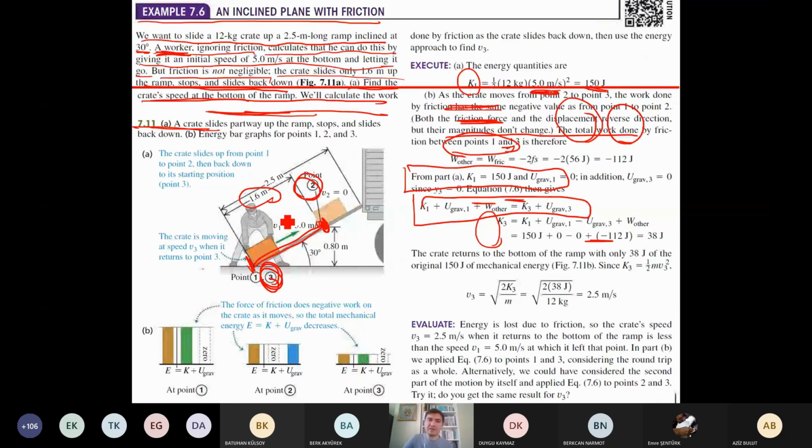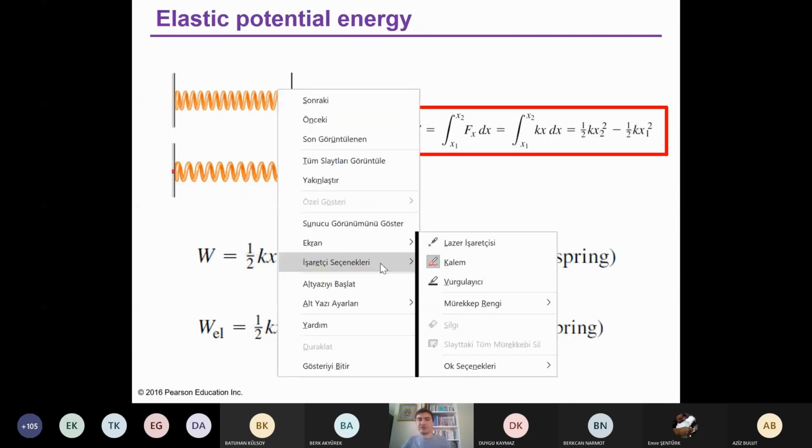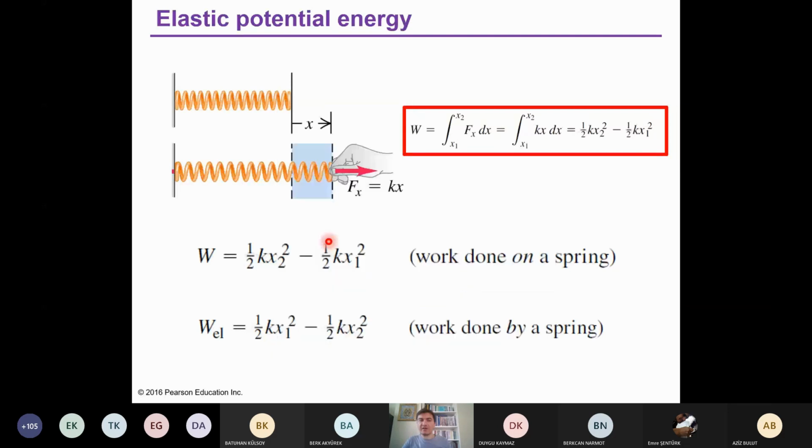So now let me continue with elastic potential energy. During the last lecture, we discussed the spring, and we discussed stretching and compressing springs, and the force applied by hand on this spring and the force applied by the spring on this hand. Okay, you have learned all these things, and we have also learned that the work done on a spring is given with 1/2 k x2 squared, final position x2, minus 1/2 k x1 squared, initial position. Okay, so we have learned that this is the equilibrium condition. Here, the spring is at rest in equilibrium.